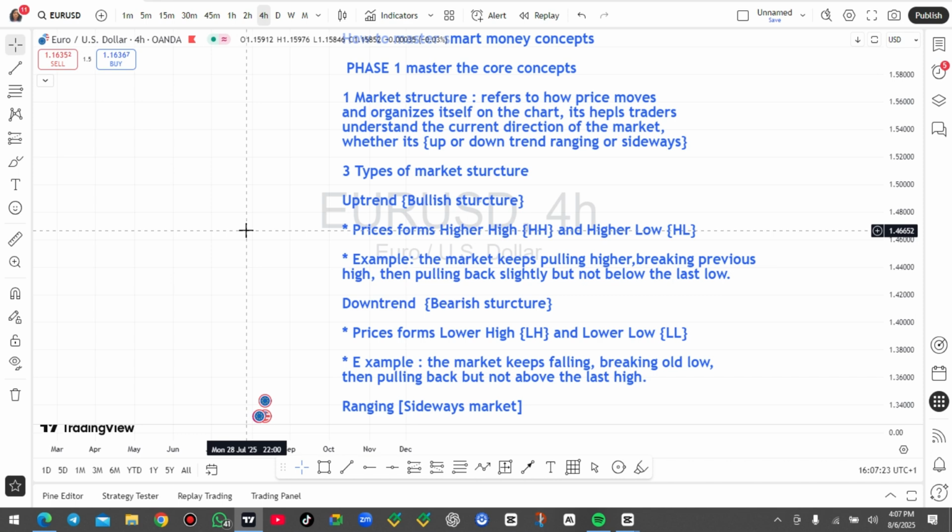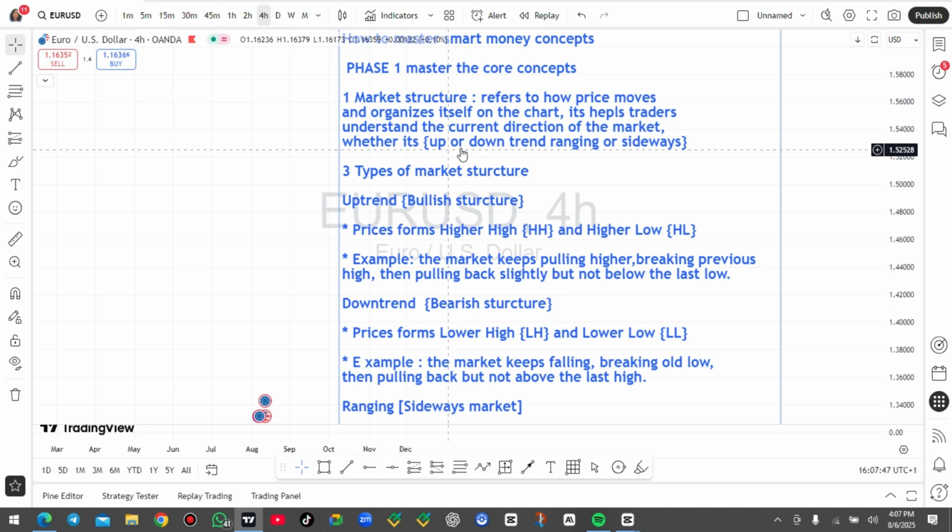Let's say, for example, you go to your chart and you see that the market is in an uptrend. You have already pictured that this is an uptrend market. What you need to do is look for a buying opportunity, a buying signal. You don't need to start looking for a selling signal, because market structure tells you the direction of the market.